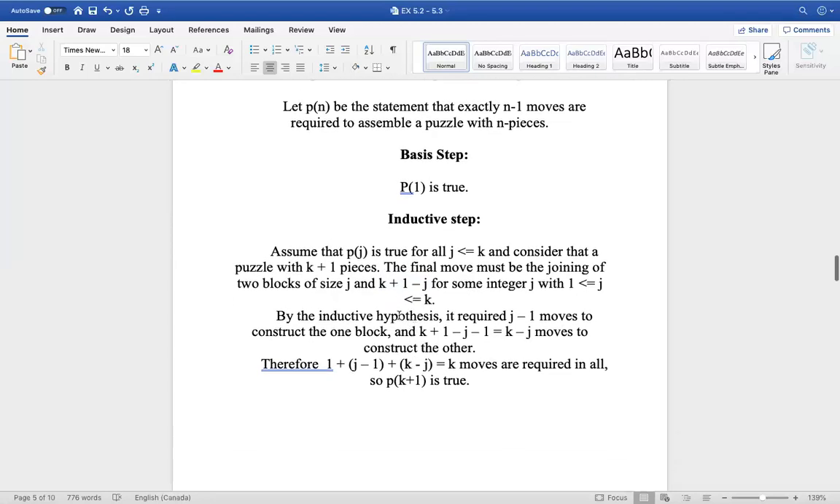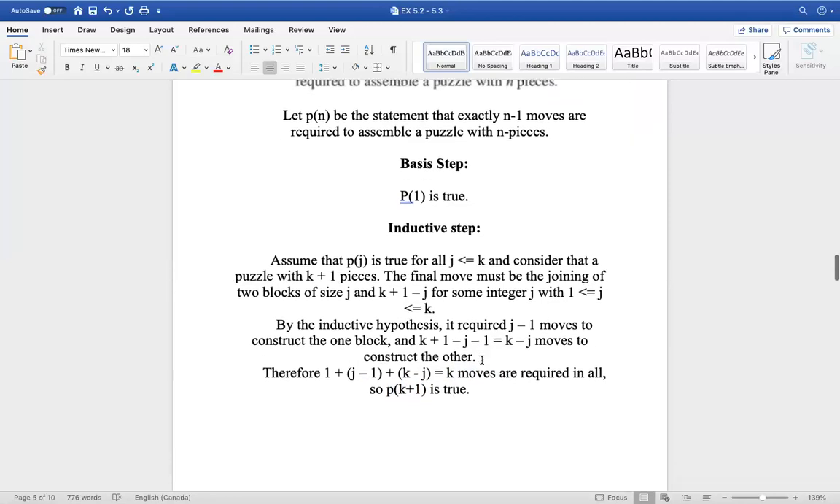Now we did the inductive step. It requires j minus 1 moves to construct one block and k plus 1 minus j minus 1, which is k minus j, moves to construct the other. Therefore, because we have proved that k moves are required for a puzzle of size k plus 1, we have proved this inductive step.